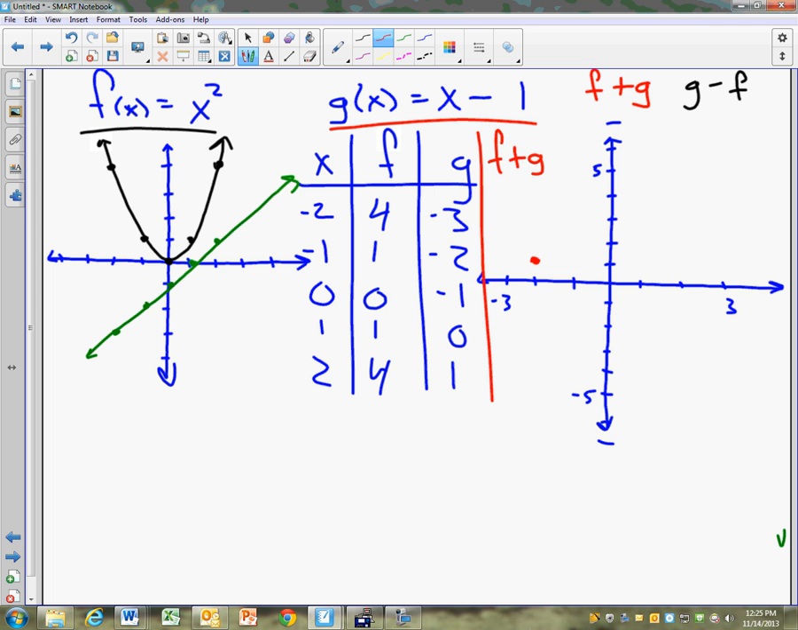Make another column. If we plugged in -2 for f, you got 4. If you plugged in -2 for g, you got -3. If I plug in -2 for f plus g, I get 1, because I simply add the outputs.